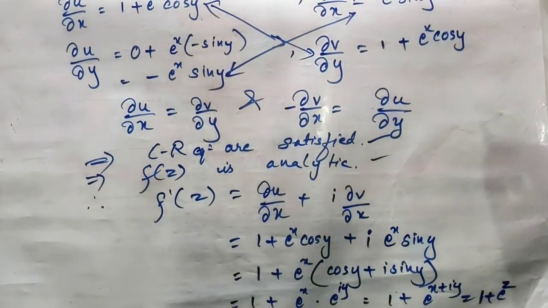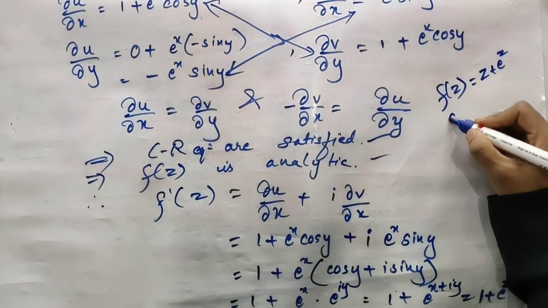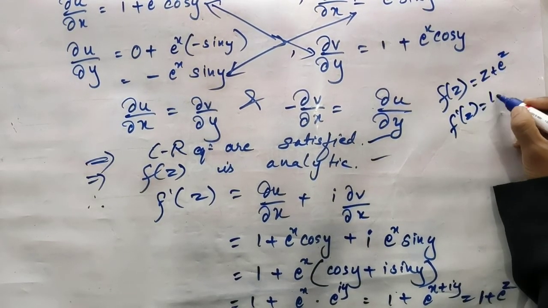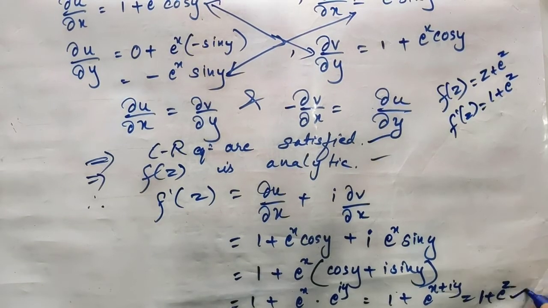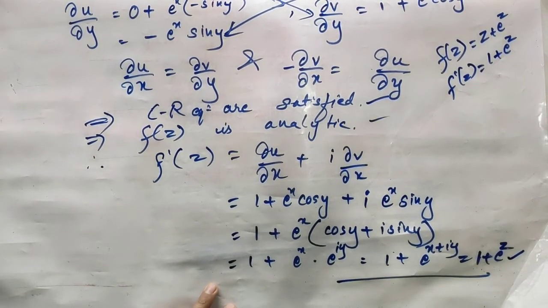Now tell me, if your f of z is z plus e to the power z, what should be f dash of z with respect to z? It will be 1 plus e to the power z, or no? That same thing we have got, is it not? Hence, we got the solution for this problem completely.